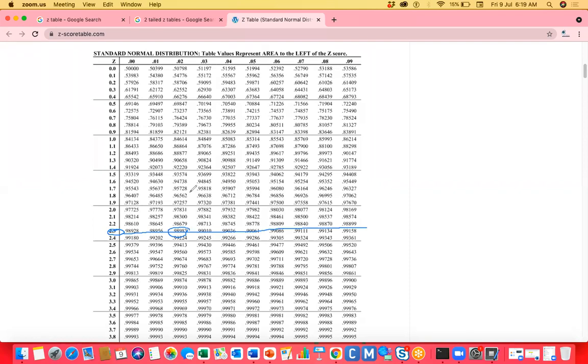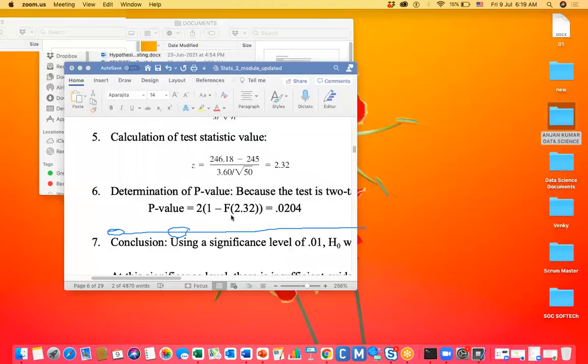Okay, fine. So 0.98983, that value we need to submit over here. We'll be getting 0.0204. Got it? So this is the value we got.